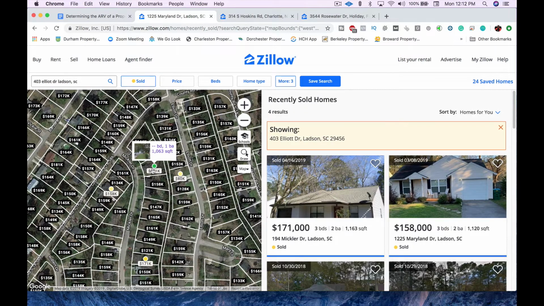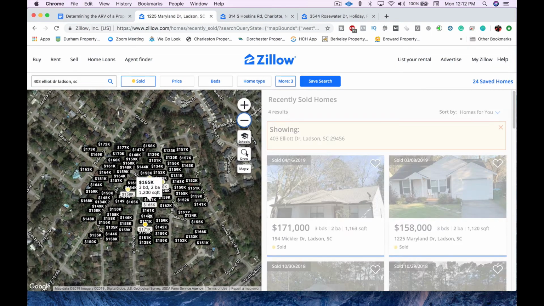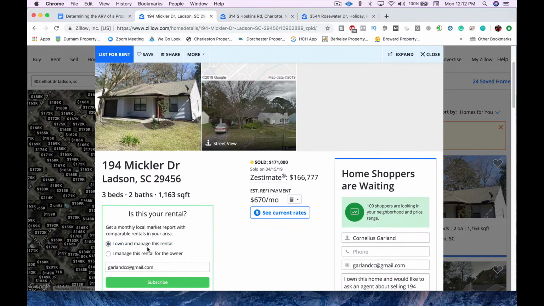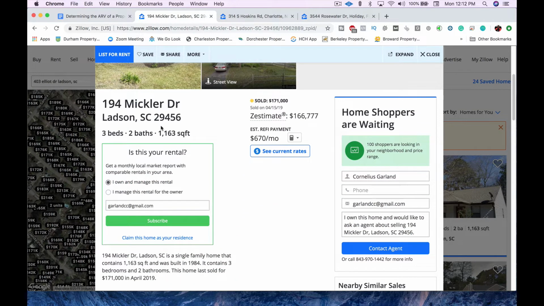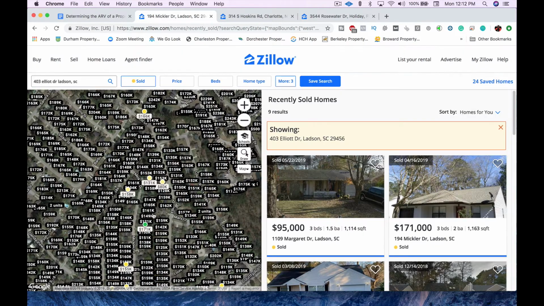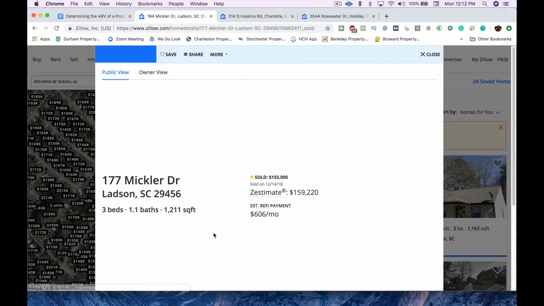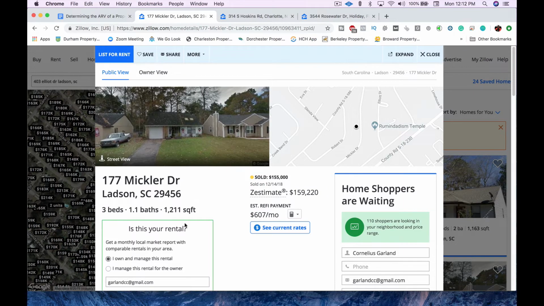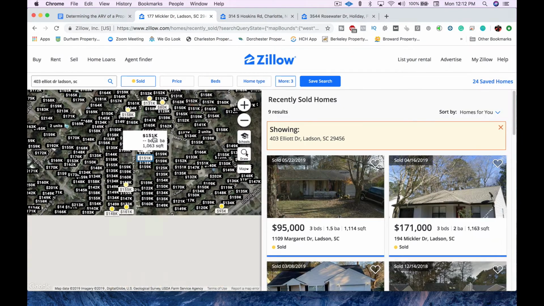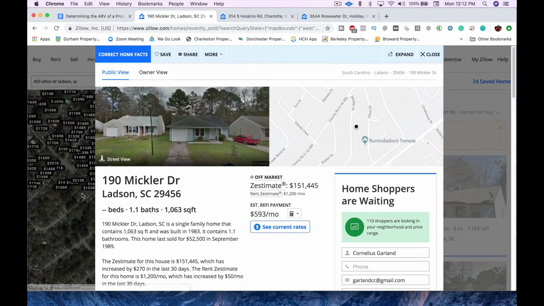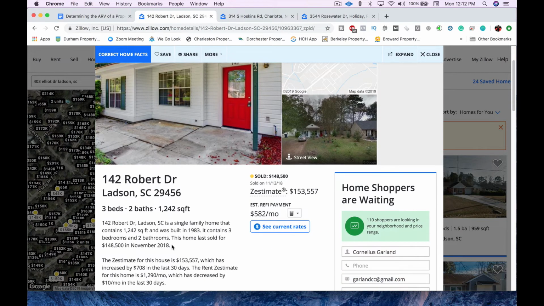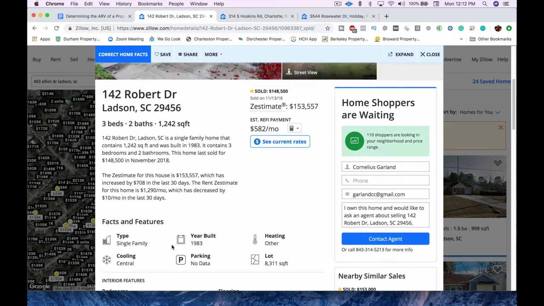Let's see some other houses. Okay, so 171K here. Okay, 1,100 square feet. 155K. I'm looking for pictures. I need pictures to be able to tell what the condition of the houses are. 1,200 square feet.